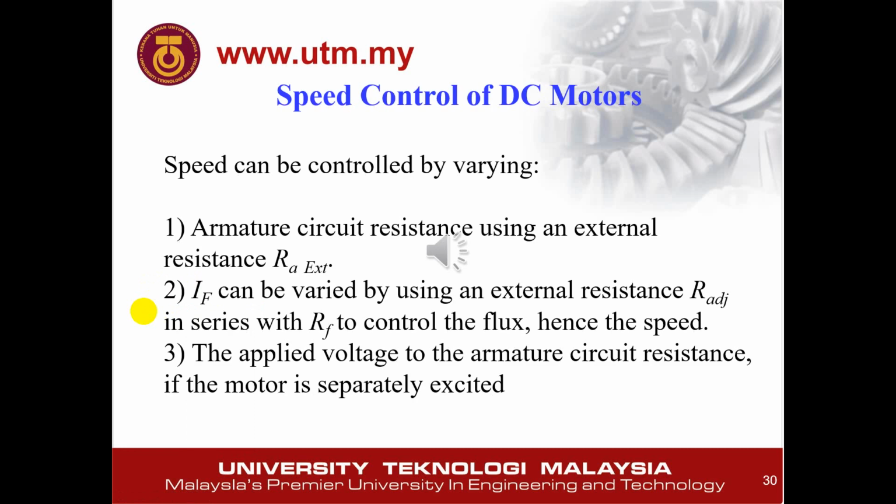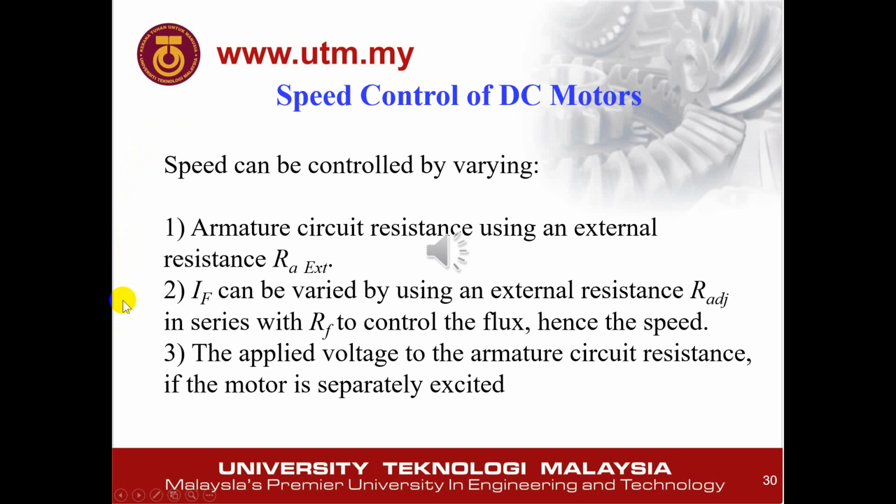This one is also a quite popular question: how to control a DC motor. Okay, for DC motor you can either vary the armature circuit resistance using external resistance. Just add an external resistance before the armature circuit. You can control the current flowing through the armature circuit.